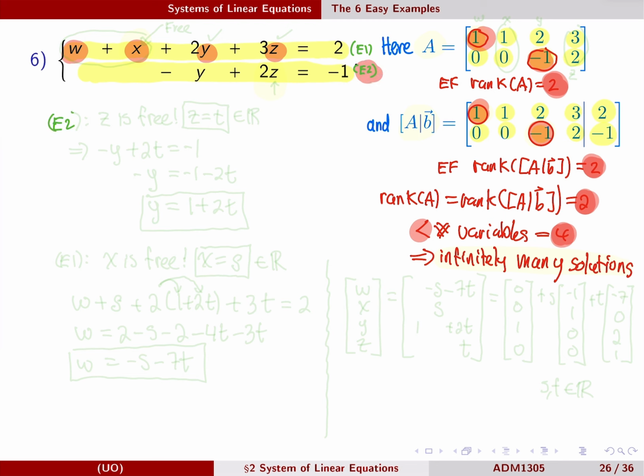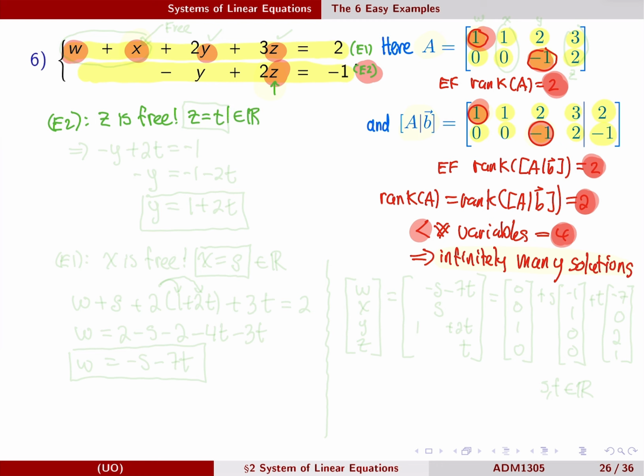What we see in equation 2 looks like our third example, where we have two variables and only one equation. But I can simply say, well, if I assign a value to z, I'm going to be able to compute the value for y. So let's say that z is free. This means that we can assign to z a parameter.